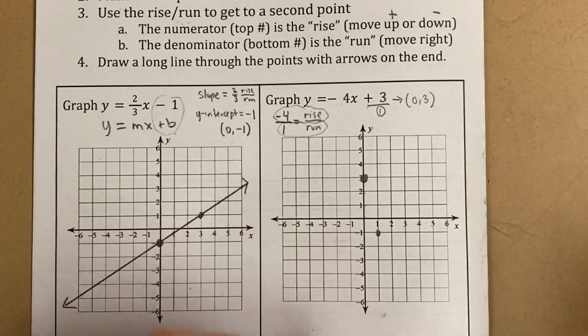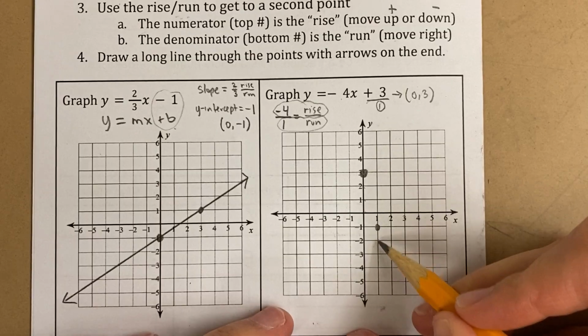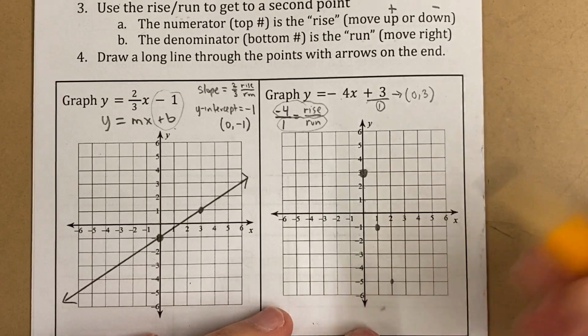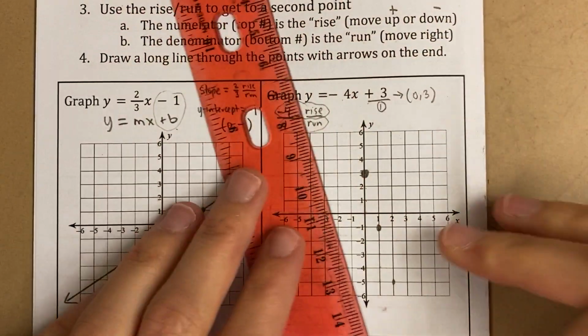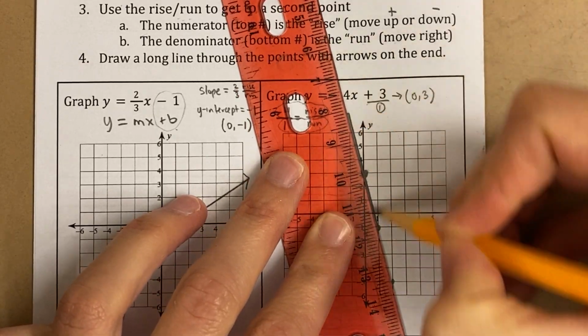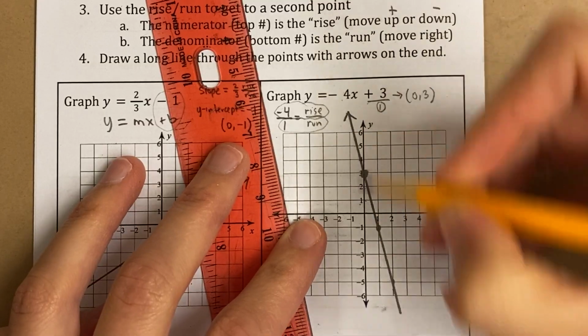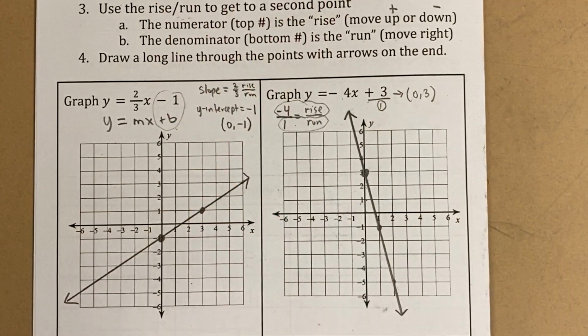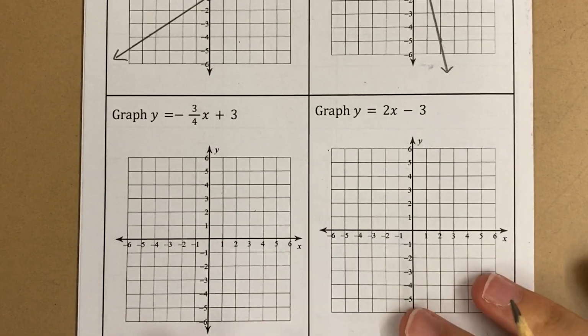Okay, so there's my point. And again, to make it a little neater, I can go 1, 2, 3, 4 down and right 1. Just make another point, make my line a little neater. So now I'm going to draw my nice, neat line. Nice and long, arrows on the end. Okay, let's do 2 more.